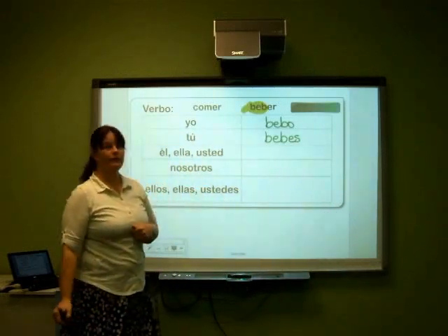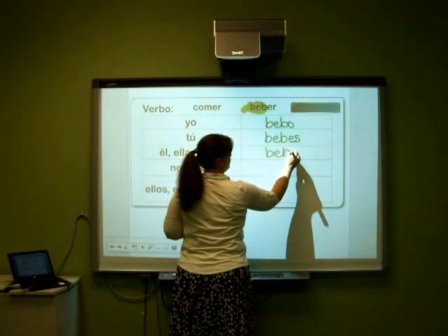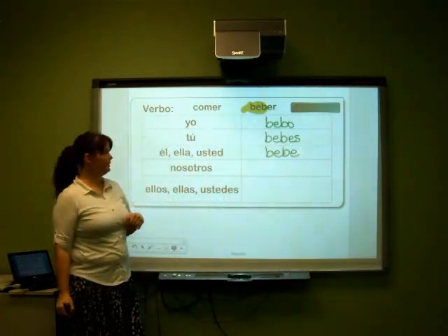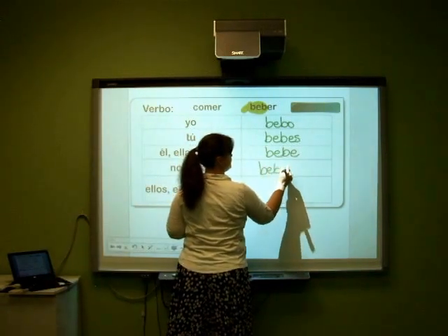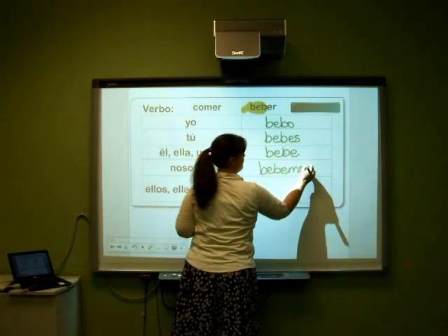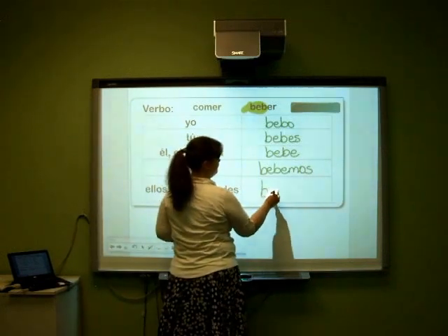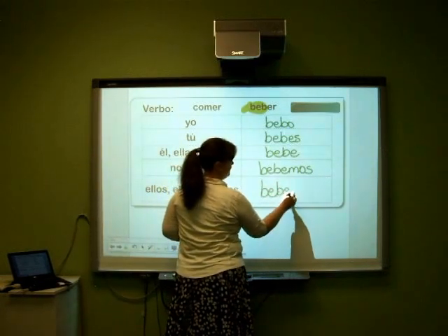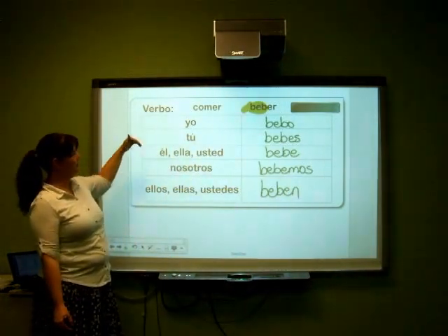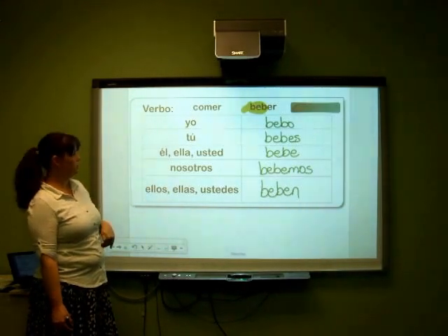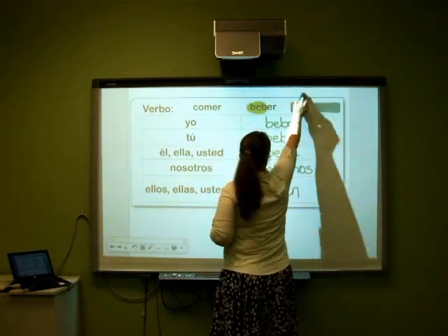What about the él form of the verb? Bebe. What about nosotros? Bebemos. Very good. And the ustedes form of the verb is beben. Very good. Yo bebo, tú bebes, él bebe, nosotros bebemos, ellos beben. Very good. Let's try a different verb.